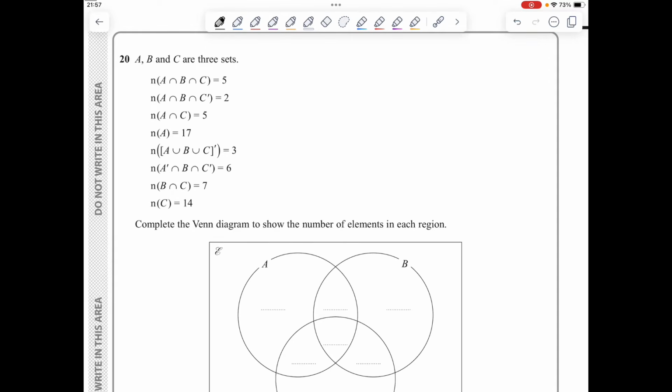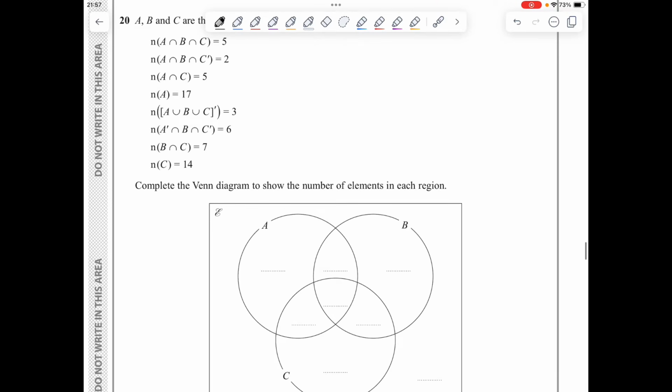For question 20, I need to complete this Venn diagram. Now starting from the first statement, the triple intersection, which is this one, is equal to 5. A intersection B intersection C dash, that's the intersection of A and B without the C. So this is the region I'm referring to, and this is equal to 2. Now A intersection C is 5.